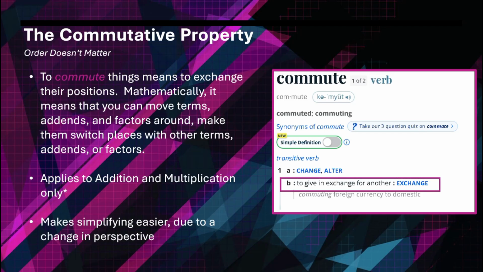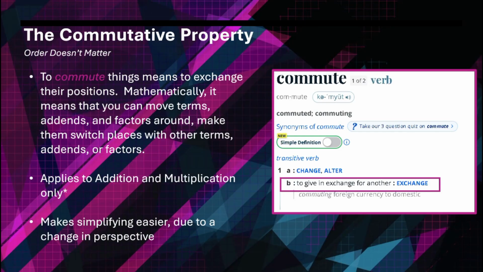You'll notice I also have an asterisk on that second bullet point, and that is because while we generally say that this only applies to addition and multiplication, we're going to see that with a little math magic, you can make it work for subtraction and division as well. And then finally, why do we bother learning this? What is the point of even going over this idea of properties? Simply, it can help make solving equations or simplifying expressions a little bit easier, because sometimes a change in perspective makes all the difference.